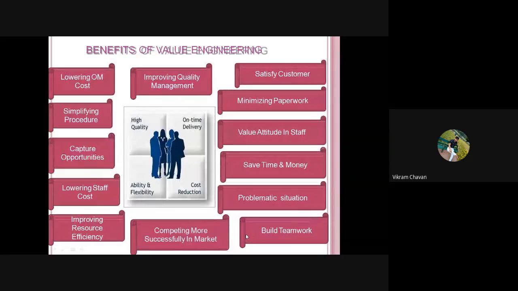Okay, benefits of value engineering. Note down all these points in a sequential manner. Lowering operating and maintenance cost. Second one, simplifying procedure.